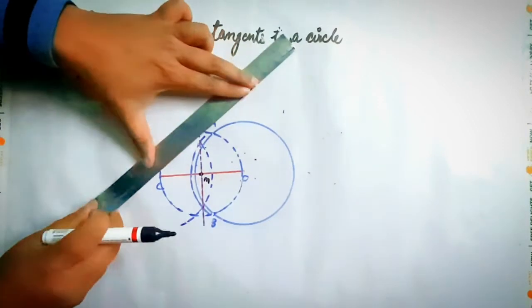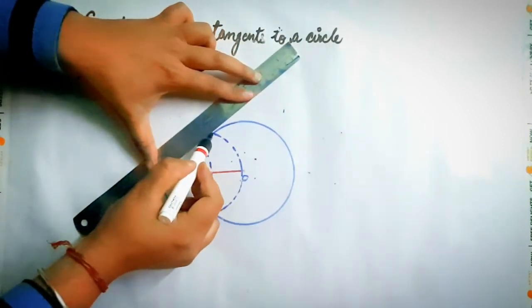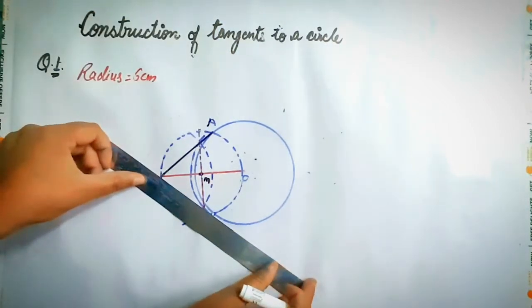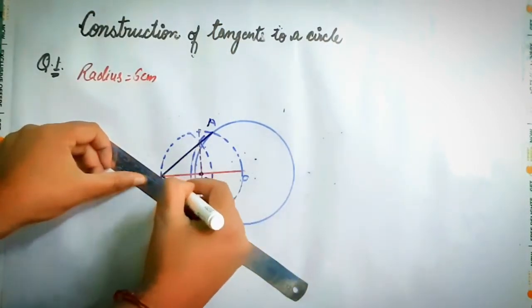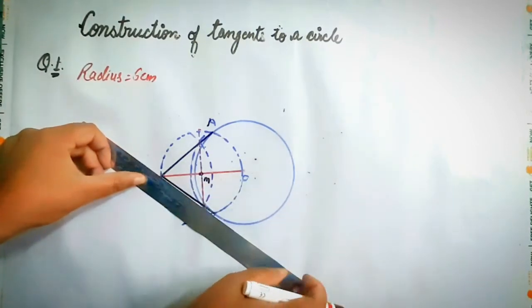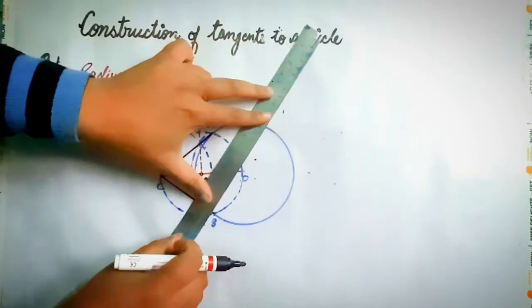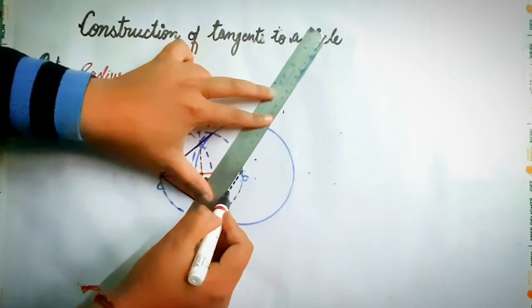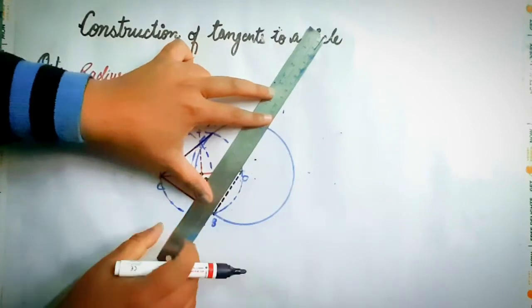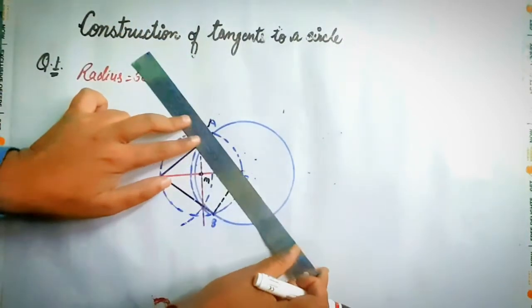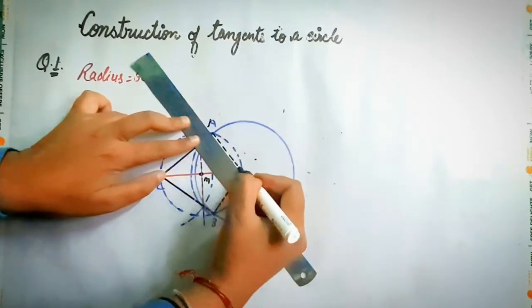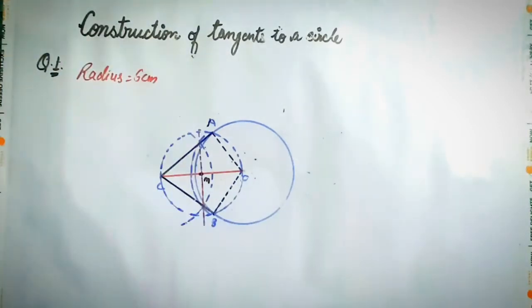So join A with C as well as B with C. And join them with the center also, but this is not part of the question, so you have to draw it in a dotted way. This is for verification only. So you can draw it in a dotted way. So this is your required construction.